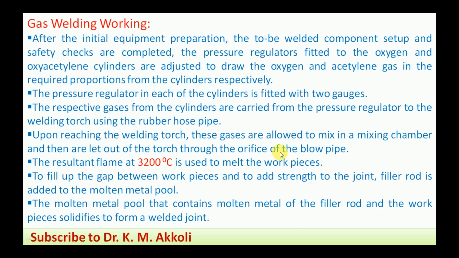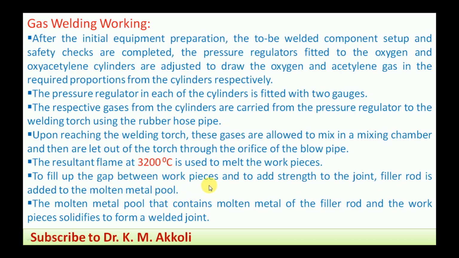And when it comes out, it is combusted, and there the flame will be formed. The resultant flame at 3200 degrees Celsius is used to melt the workpieces. This temperature is attained. To fill up the gap between the workpieces and add strength to the joint, a filler rod is added to the molten metal pool.